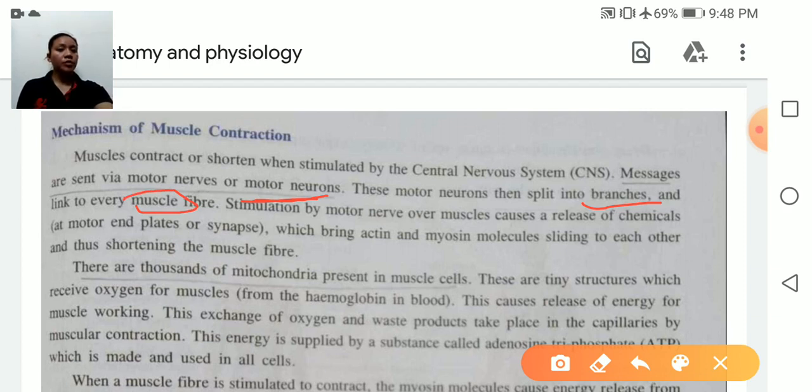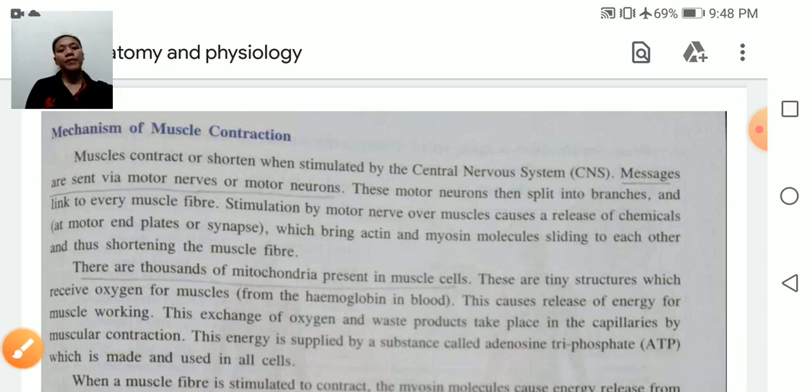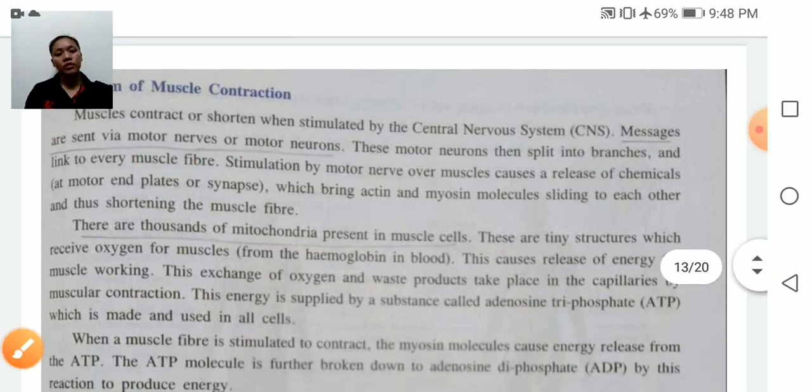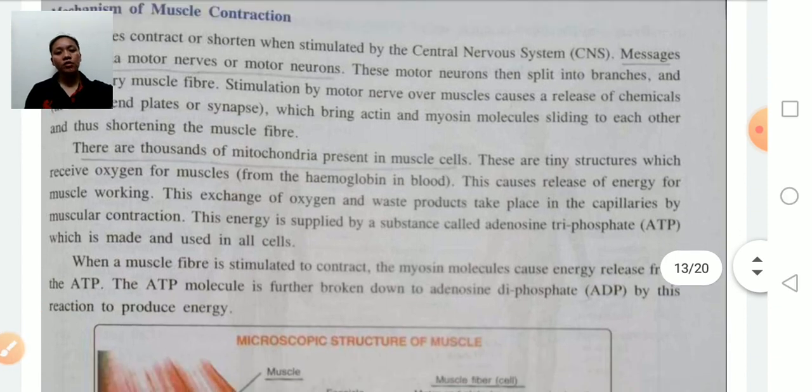Stimulated by the motor neuron, when the motor neuron stimulates the muscle, the stimulation of the motor neuron releases chemicals over the muscle fibers. When the motor neuron stimulates, it releases chemicals on the muscle fibers which bring actin and myosin molecules sliding over each other. This is the mechanism of how the muscle contracts, the shortening and lengthening of muscle.